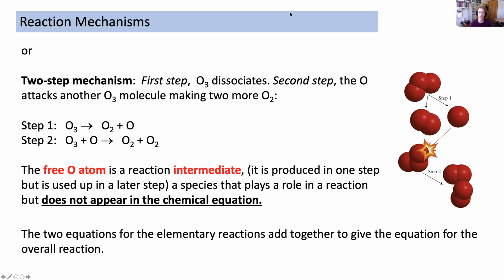So I should have left that up, but I didn't know it was going to not run in. So let me draw that up again. So overall, 2O3 goes to 3O2, and this cancels with this. So oxygen intermediate.